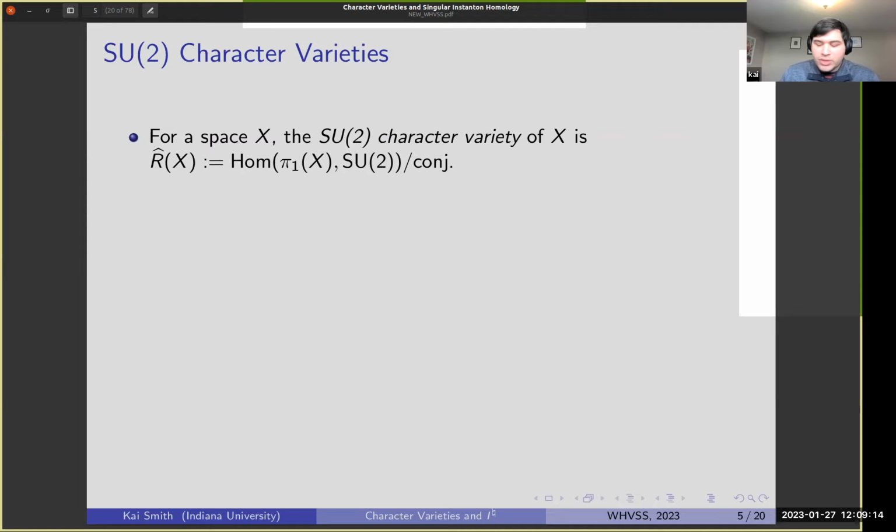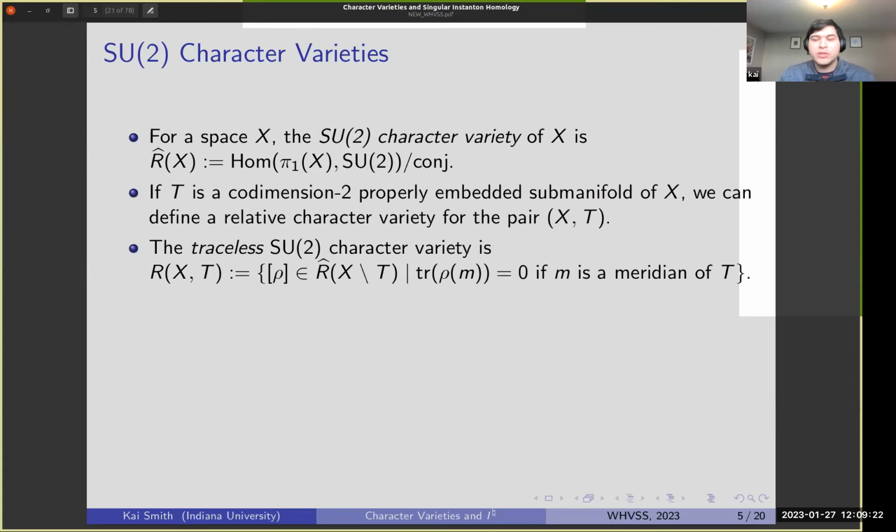But we're really interested in knots, and we're going to use tangles too. So we're interested in some relative version of the character variety. So if we have T, which is some codimension 2 properly embedded submanifold of X, this relative character variety is known as the traceless SU2 character variety. And it's defined to be the representations mod conjugation of the complement of T, such that the meridians of T are sent to traceless elements of SU2.